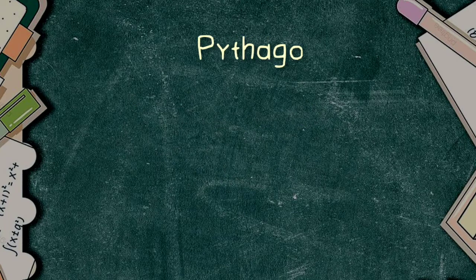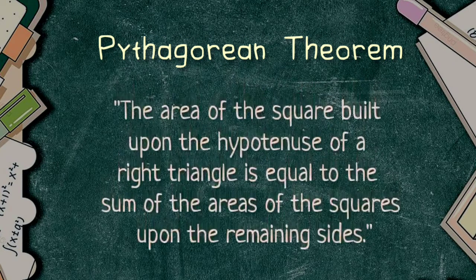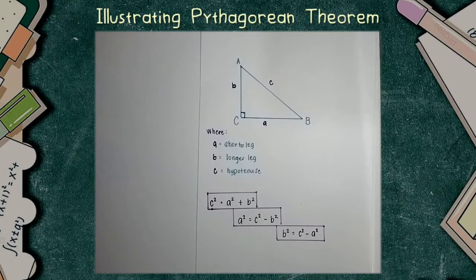Okay, so let's start with the Pythagorean theorem. It is a statement about right triangles, and it states that the area of the square built upon the hypotenuse of a right triangle is equal to the sum of the areas of the squares upon the remaining sides. Let's take a look with the figure here.